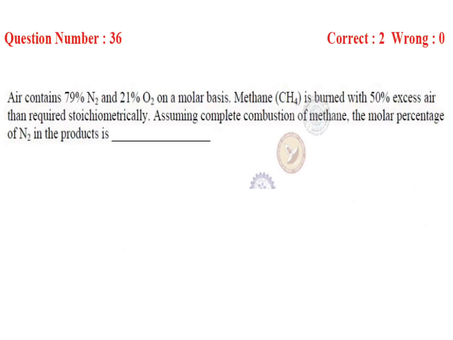Next question: air contains 79% of N2 and 21% of O2 on a molar basis. Methane CH4 is burned with 50% excess air than required stoichiometrically. Assuming complete combustion of methane, the molar percentage of N2 in the products is how much? So, air has nitrogen 79%, oxygen O2 21%. Methane is burning.